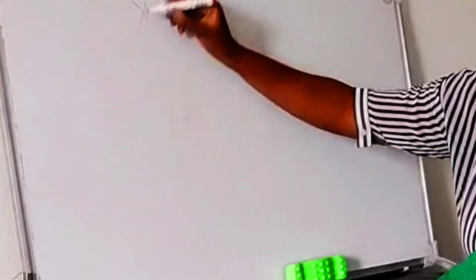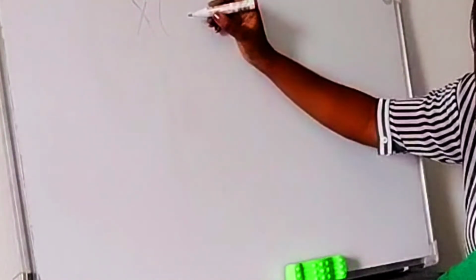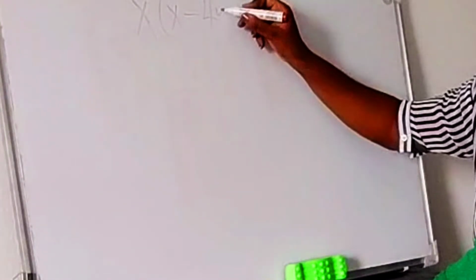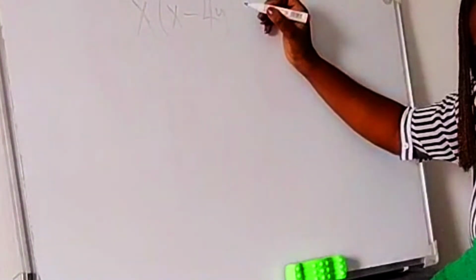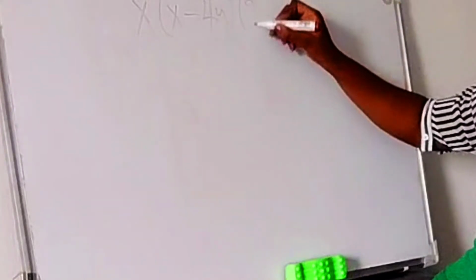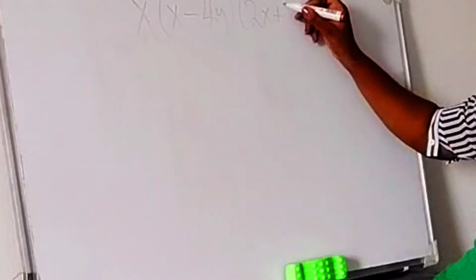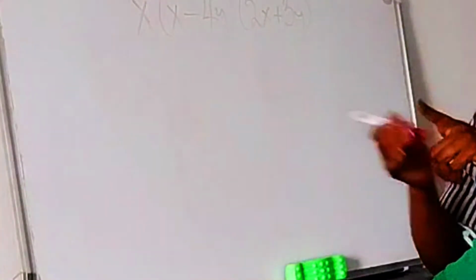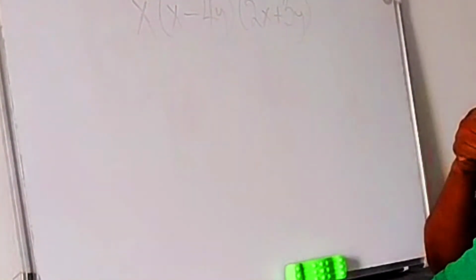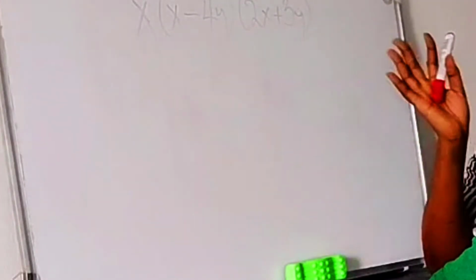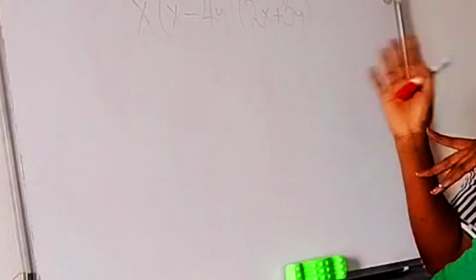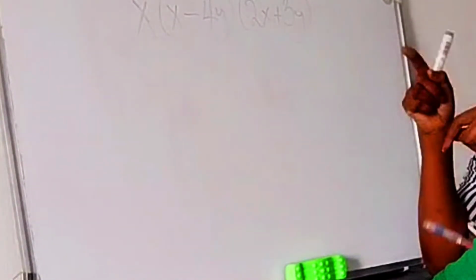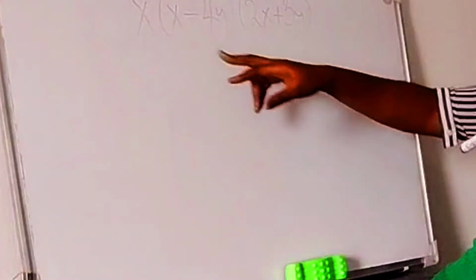Okay. So what's the expression? x, right? x and what? x bracket x minus 4y. Then the next one is what? 2x plus 3y. Good. So it's simple. We're just going to expand everything. When you expand it and you get the final equation, then you will look for the term that has xy on it, right? So first of all, let's expand.